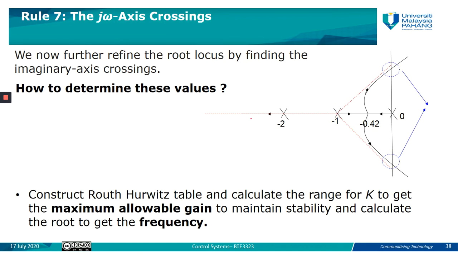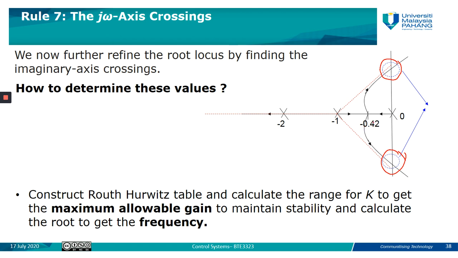We move to rule number 7, which is more about the intersection with the imaginary axis. Our focus will be where our root locus will intersect or cross the imaginary axis, and this is a very important point actually.